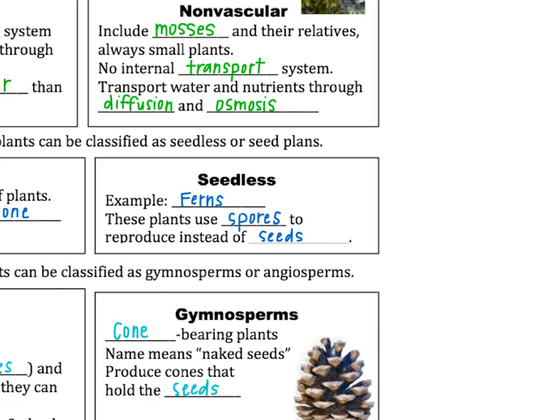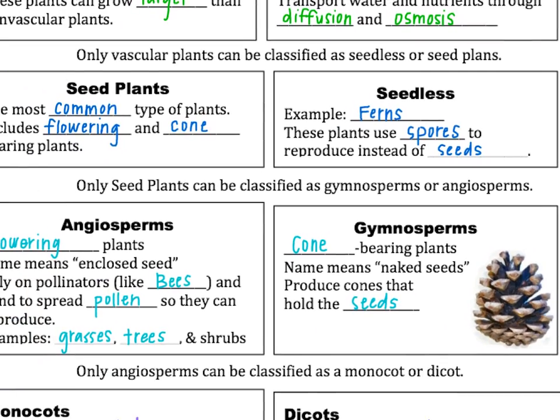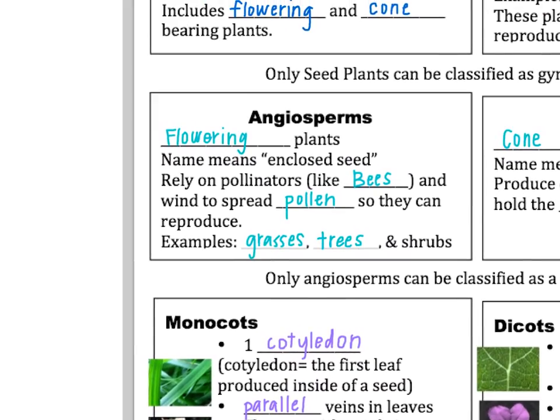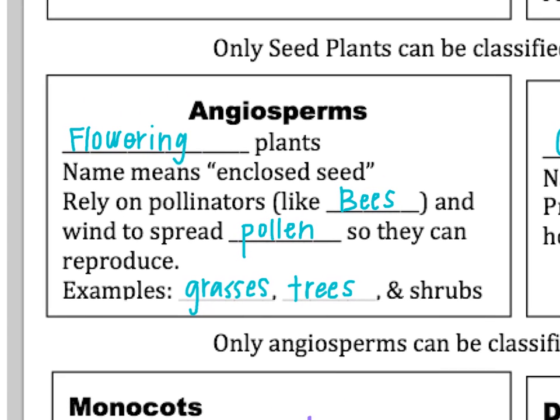Now, if a plant is classified as a seed plant, then you can go to the next level down. If it's seedless, then you have to stop there. But seed plants can further be classified as gymnosperms or angiosperms. So if they produce seeds, they're either going to produce those seeds through flowers or through cones. If they produce the seeds through flowers, then they're called angiosperms. These are flowering plants. The name angiosperm means enclosed seed because these plants produce a seed inside of a fruit. So something like an apple has a seed inside. It protects the seed, and it's produced by a flowering plant.